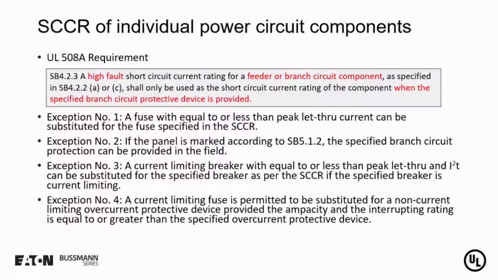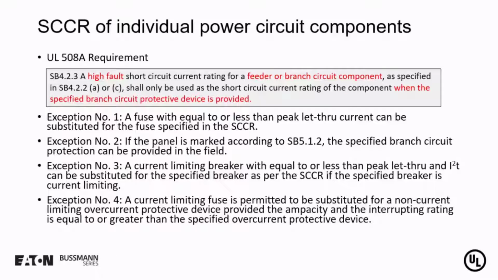Exception number 2 speaks to the ability of installing the specified branch circuit protection in the field. There are many panel shops that build panels for customers where the customer will provide the protective device, whether it's branch circuit or feeder protective device. So that allows you to ship the panel out without the protective device that's needed to support the short circuit current rating, but the panel would then be marked to ensure that that specific protective device is provided in the field. Exception number 3 deals with current limiting breakers.